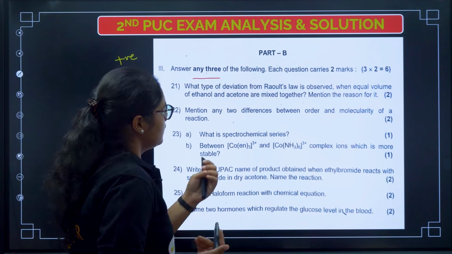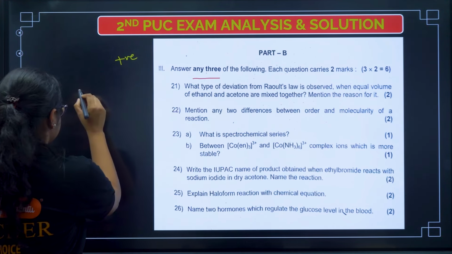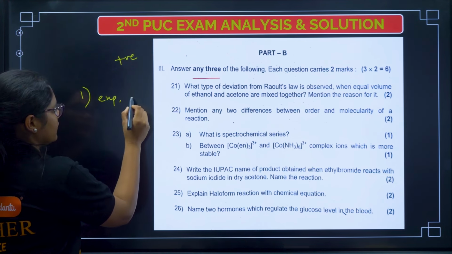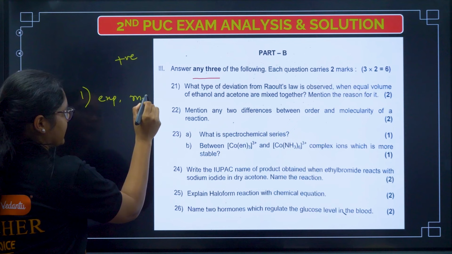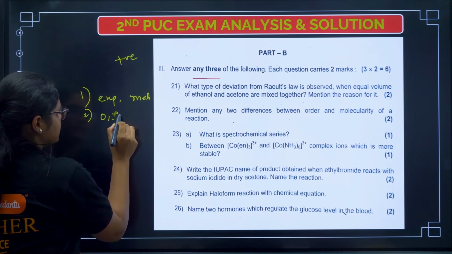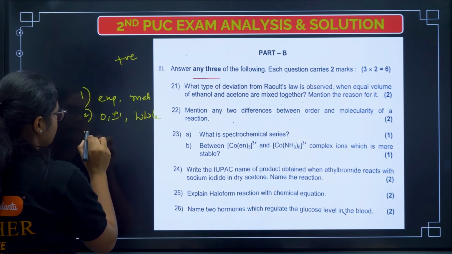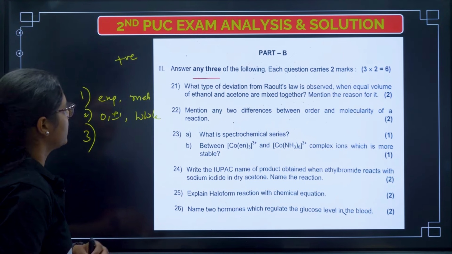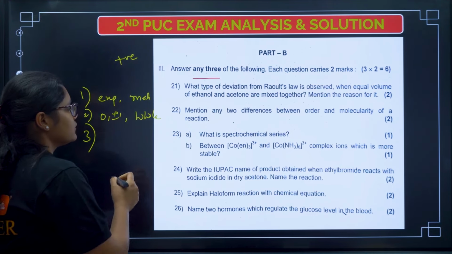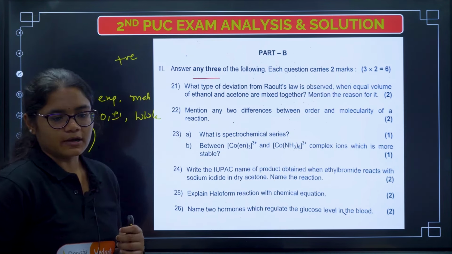Next question, two differences between order and molecularity. You can write down the first point: order is experimentally determined, and molecularity we can see from the reaction mechanism. Second point, order can be 0, plus, minus, anything, but molecularity has to be a whole number. Then the third point you can write down is their importance or definition. So many things, 3 points, any 2 points you can write, you will get the full marks.